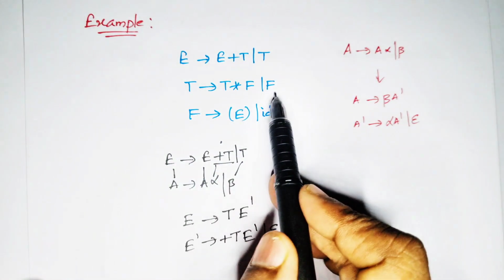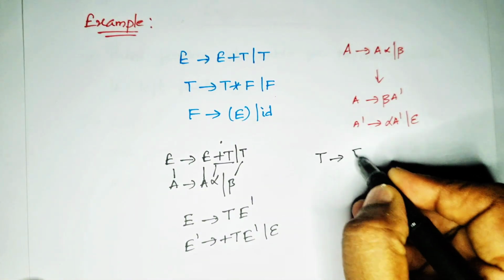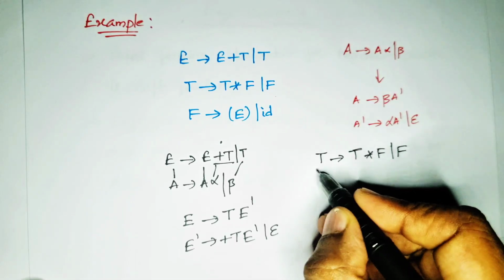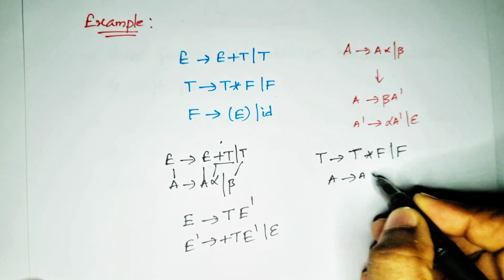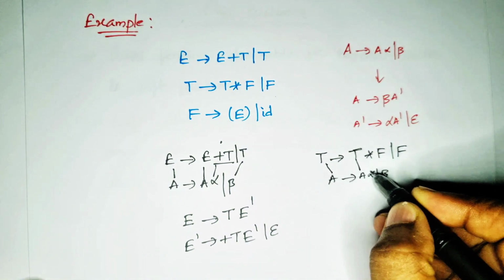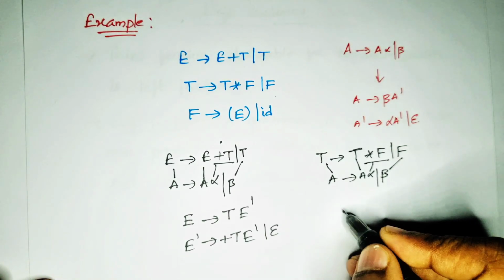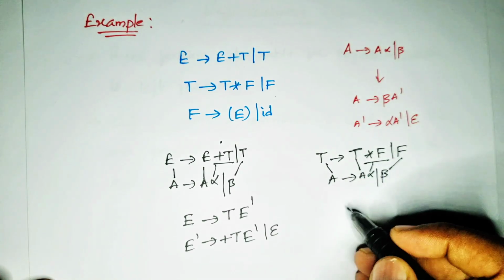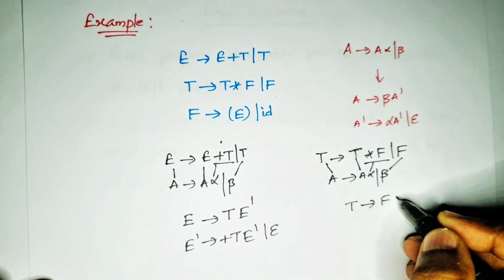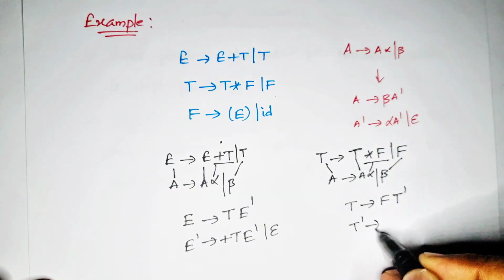Next, left recursion is there here. Let me take that one also. T goes to T star F or F. Compare it with A goes to A alpha or beta. In place of A you have T, in place of alpha you have star F, in place of beta you have F. Again I am constructing this one: A goes to beta A dash. A means T, beta means F, A dash means I can take it as T dash. Again A dash, that means T dash goes to alpha.